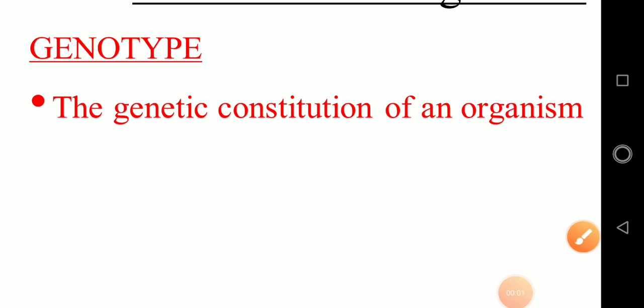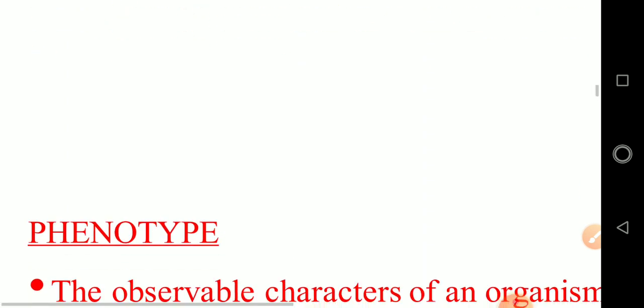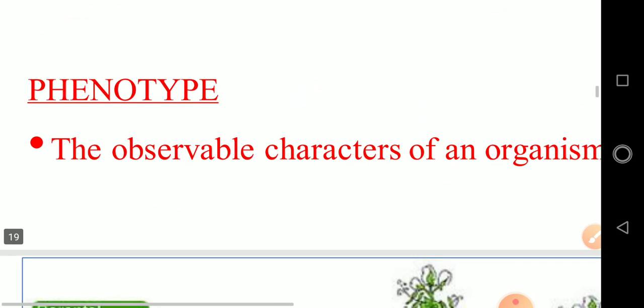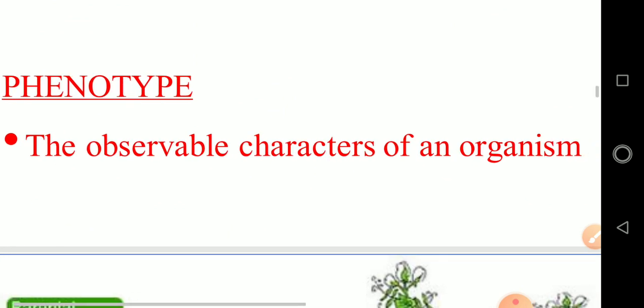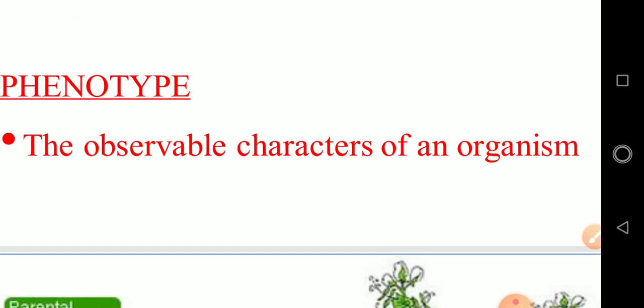The next definition, genotype. What is genotype? The genetic constitution of an organism is said to be genotype. Phenotype. What is phenotype? The observable characters of an organism is said to be phenotype.